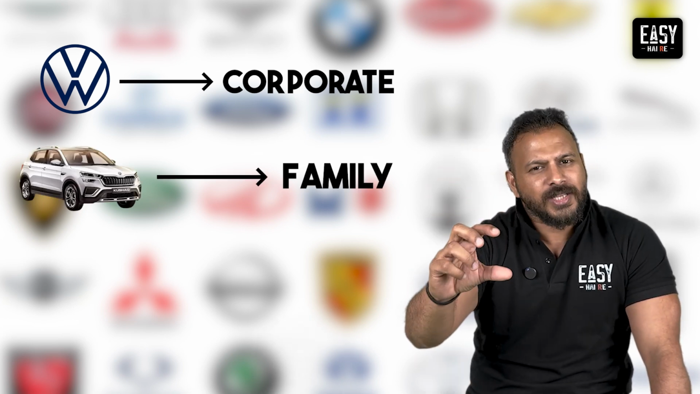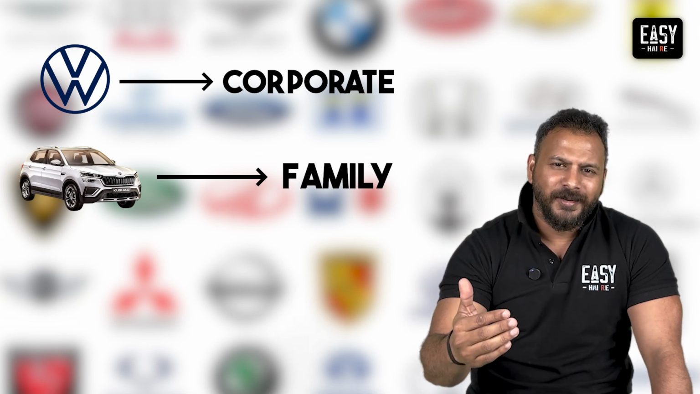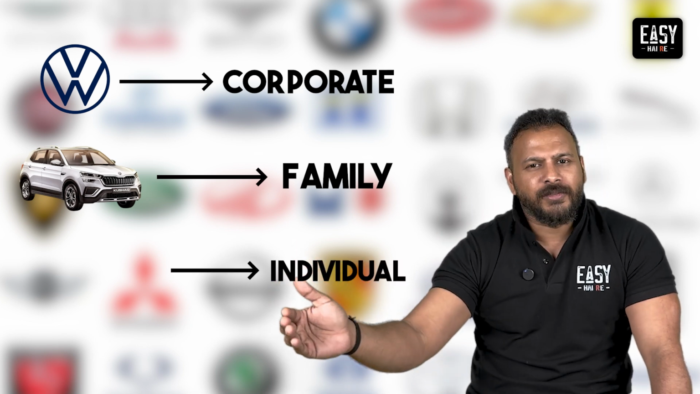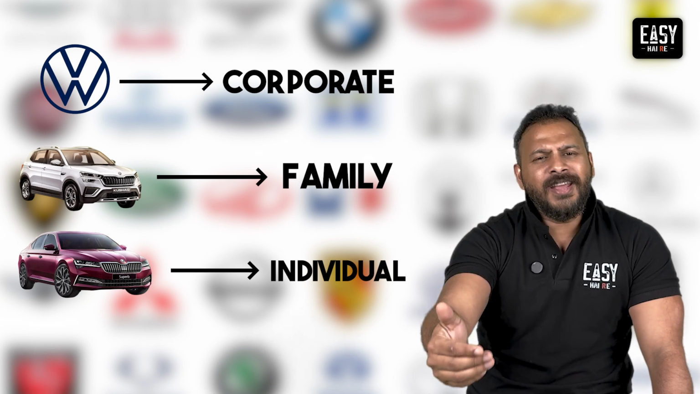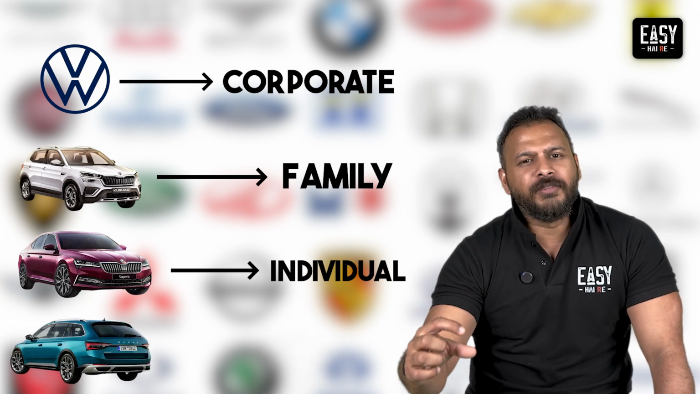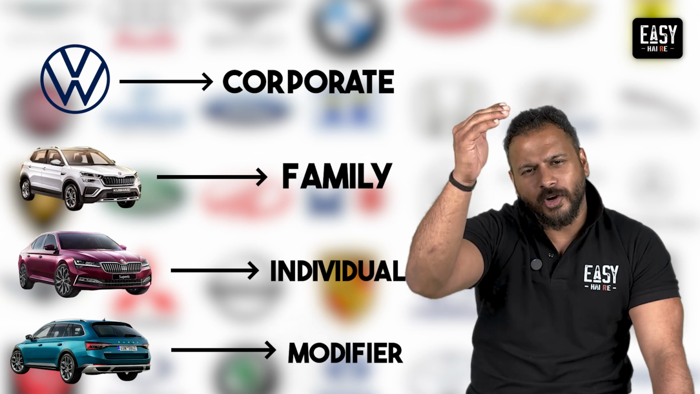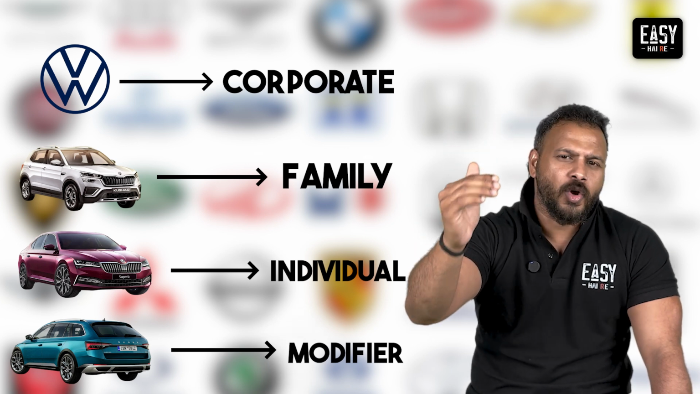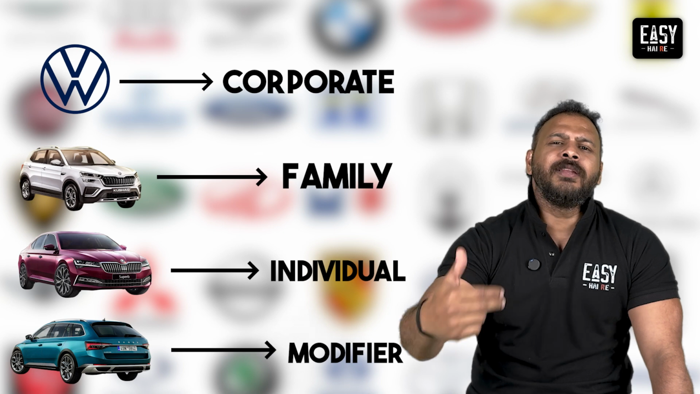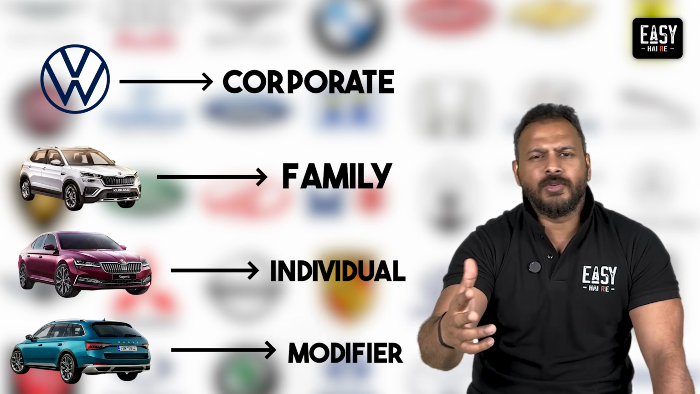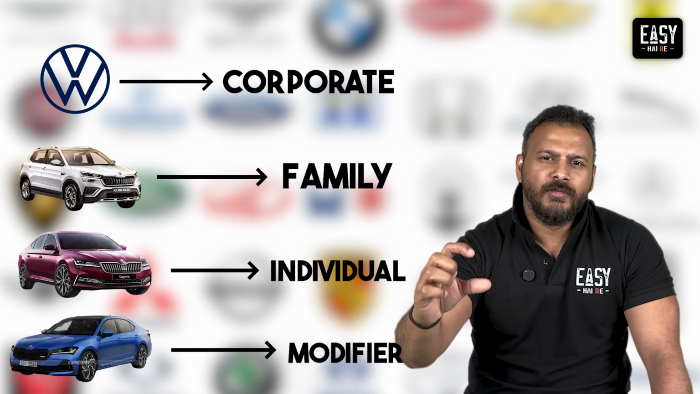Now, under Skoda itself, you have many individual brands they operate. For example, the Octavia or the Superb, right? And any other variant of Superb would be a modifier. So, you have Volkswagen Group as a corporate brand, you have Skoda as a family brand, you have Octavia or maybe a Superb as an individual brand, and any other variants, whether automatic transmission or RS, would be your modifier.